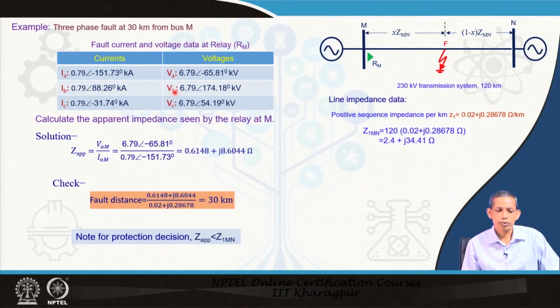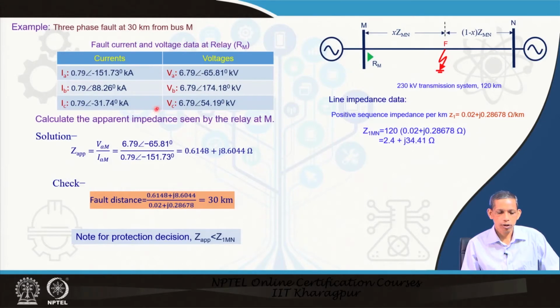Similarly, the phase A, phase B, and phase C voltages are much lower because of the 3-phase fault close to the relay bus, and the corresponding angles are there. So, this is a 3-phase balanced fault case, and that is why we observe similar values for all 3 phases. Now, the question is to calculate the apparent impedance seen by the relay at bus M during this 3-phase fault.